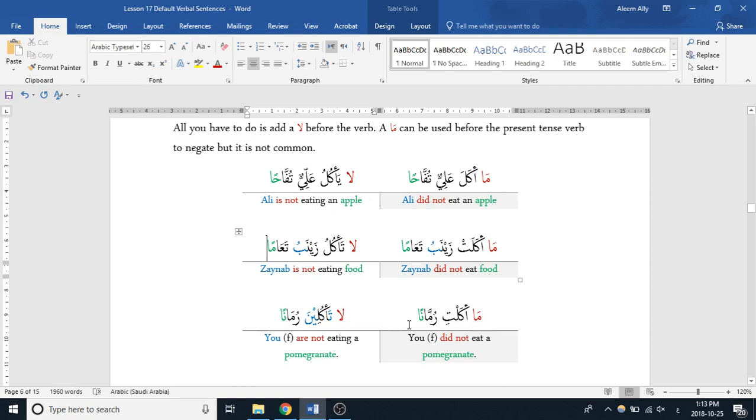If you want to put this into the present tense, all you got to do is just change that verb into the female you version, so it becomes ta'kulina, and then throw the la in the beginning. So now it is you are not eating a pomegranate.